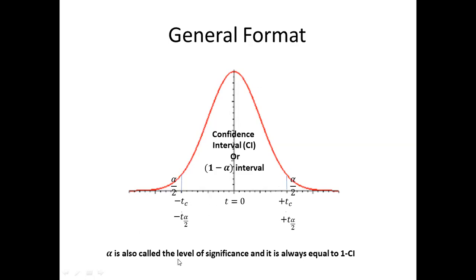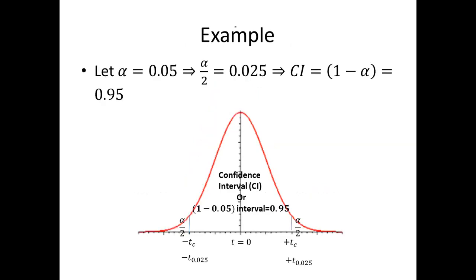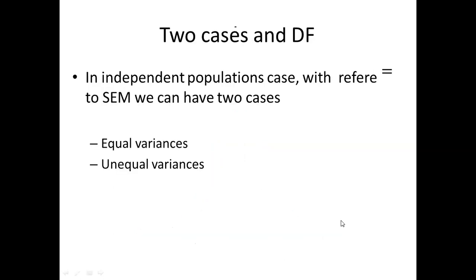Alpha is called the level of significance, and it is always equal to 1 minus the confidence interval. So this alpha is also called the level of significance. For example, if alpha is 0.05, then alpha by 2 would be 0.025, that is from 5% to 2.5%, and the confidence interval would be 1 minus alpha, that is 1 minus 0.05, which is 0.95, indicating 95%. As can be seen in the graph, the central area is 95%, or 1 minus 0.05, and outside this we have the area which is 2.5%, or alpha by 2.